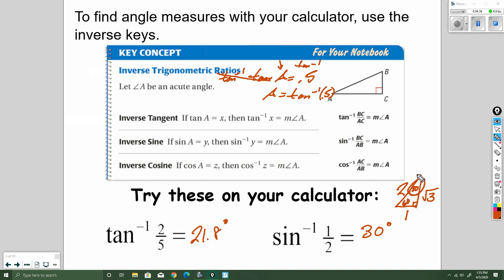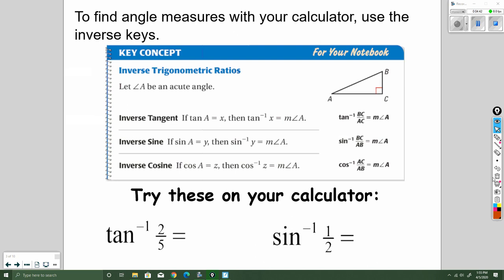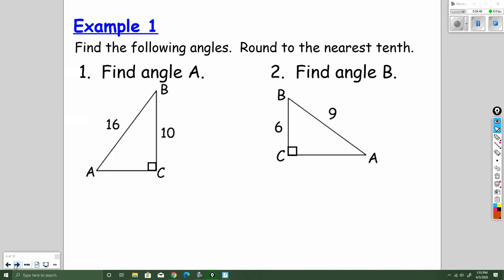So it's really just using proportions to figure out these angle measures. All right, so let's move on to some examples here. Going on to the next example, we're going to find the following angles. So we want to find angle A in this first one.